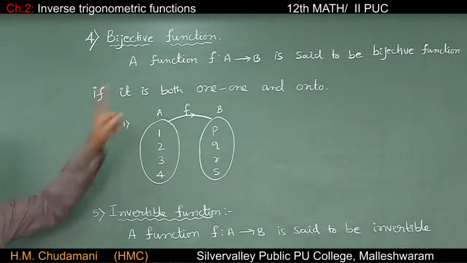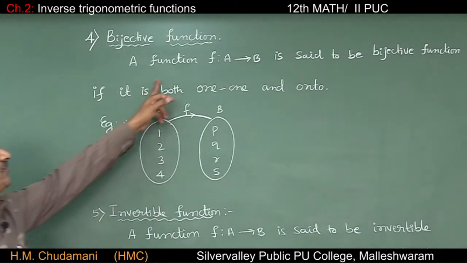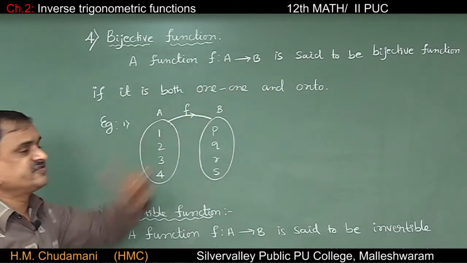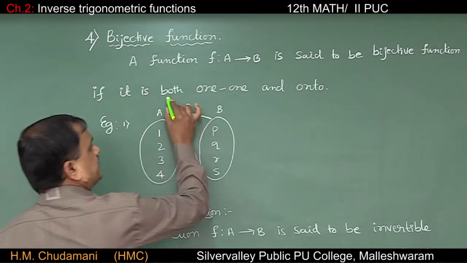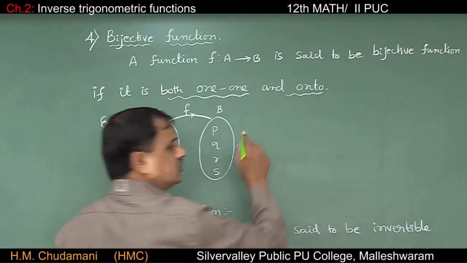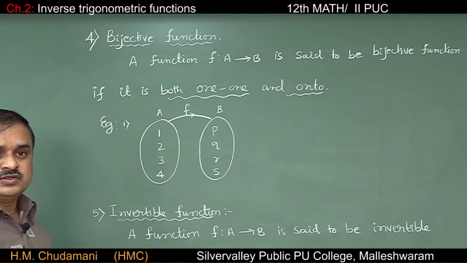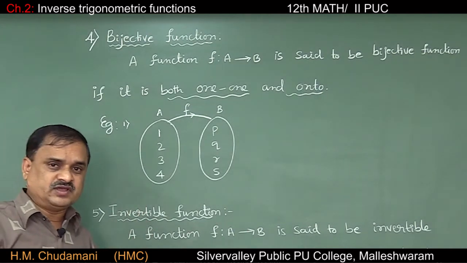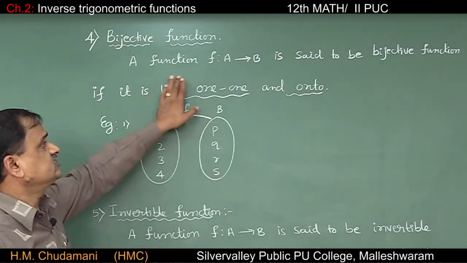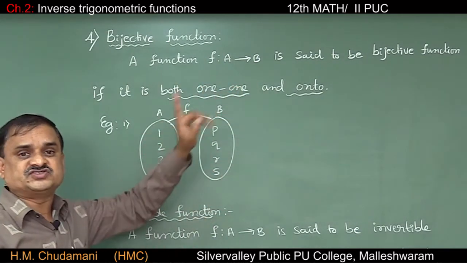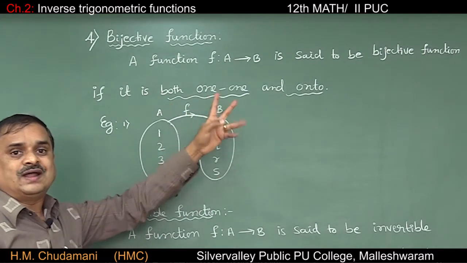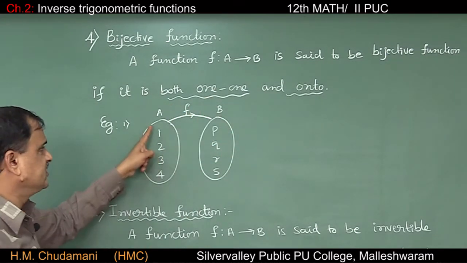Next, fourth one, bijective function. A function f from A to B is said to be bijective if it is both one-one and onto. So this definition appears in the 1 mark section. Define bijective function. A function f from A to B is said to be bijective if it is both one-one and onto. Let us take a simple example.